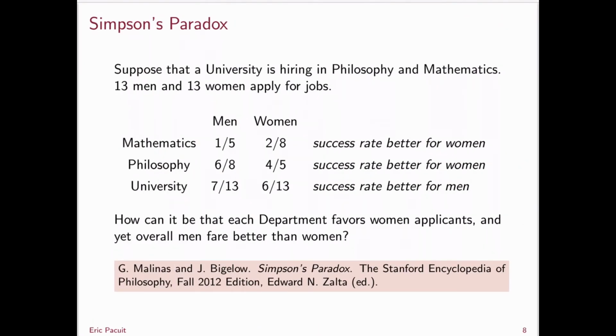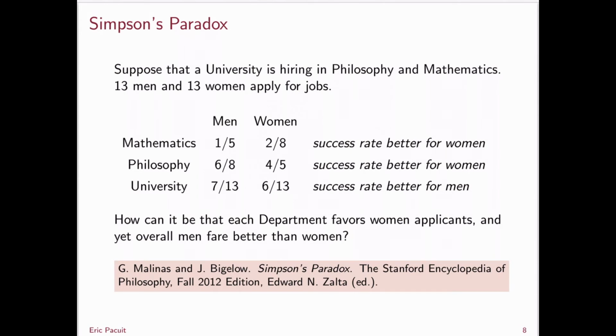Well, overall, 13 men applied for jobs. How many people got it? 1 person got it in the mathematics department, and 6 people got a job in the philosophy department. So that's 7 out of 13 men who were hired. What about for the women? Well, 13 women applied for jobs. 2 got a job in the mathematics department and 4 got a job in the philosophy department. So that's 6 women overall that got a job. So 6 out of 13 is the success rate for women. So now we see that the success rate at the university overall looks like it's better for men rather than women.